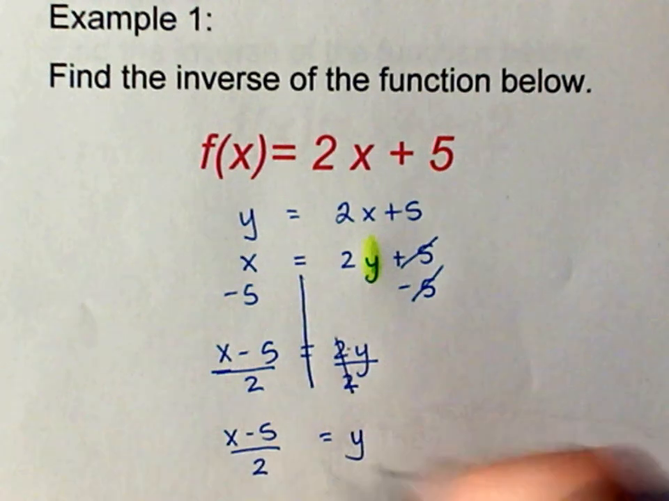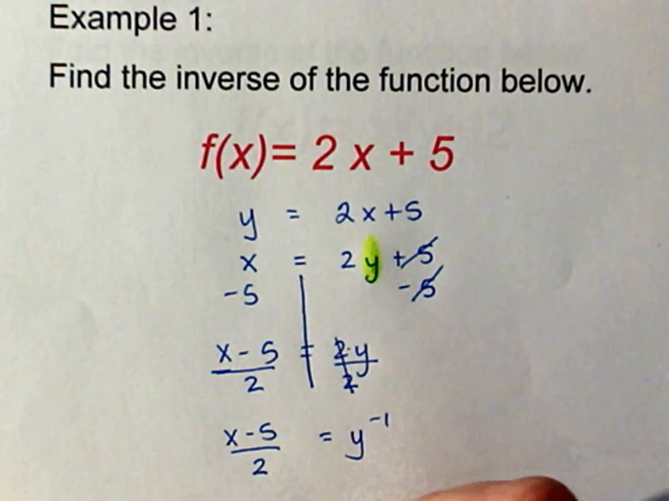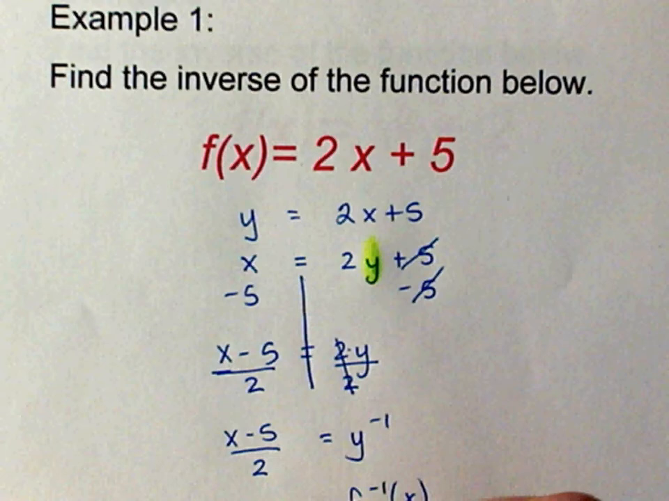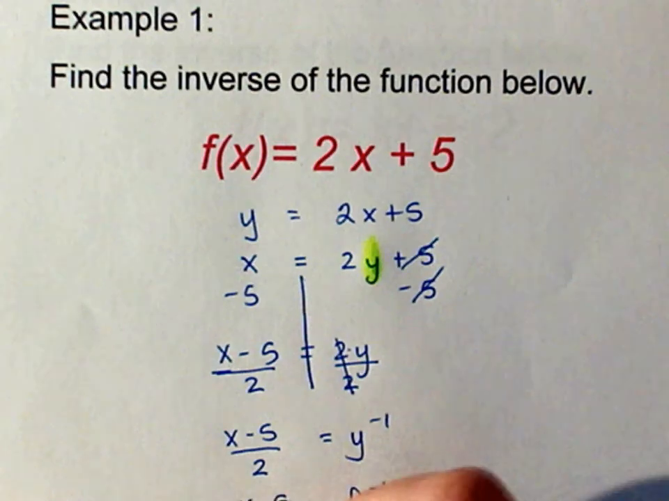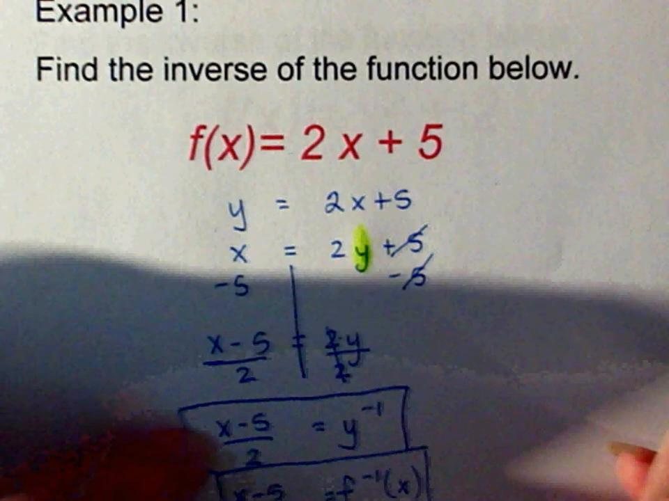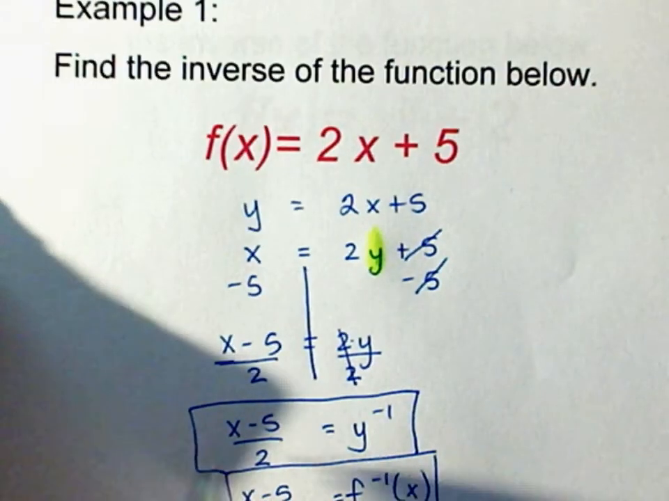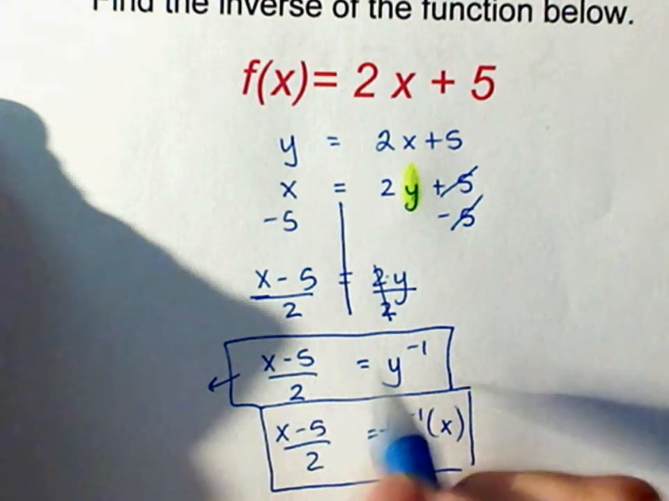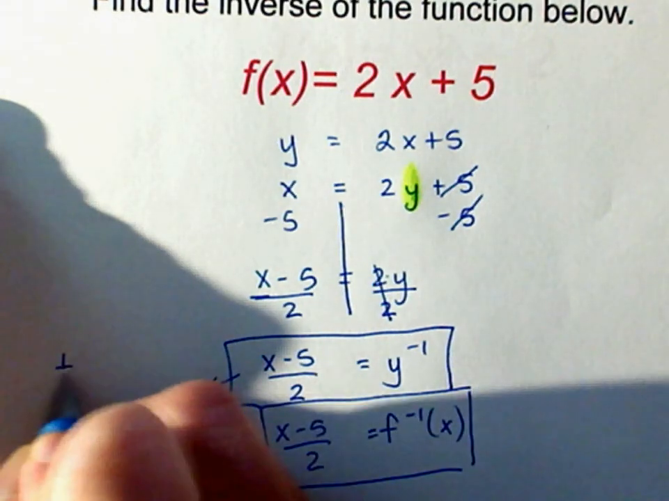Opposite of multiplying is dividing the whole thing by 2. So that cancels. So now you have y equals x minus 5 divided by 2. You have solved for y. You have isolated y. Add your negative 1. You can write your answers like this, or you can write your answer as f of negative 1 x. These two are the same answer.